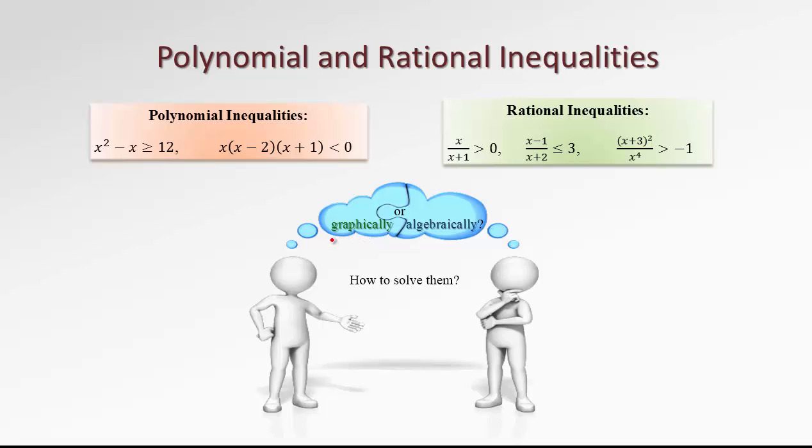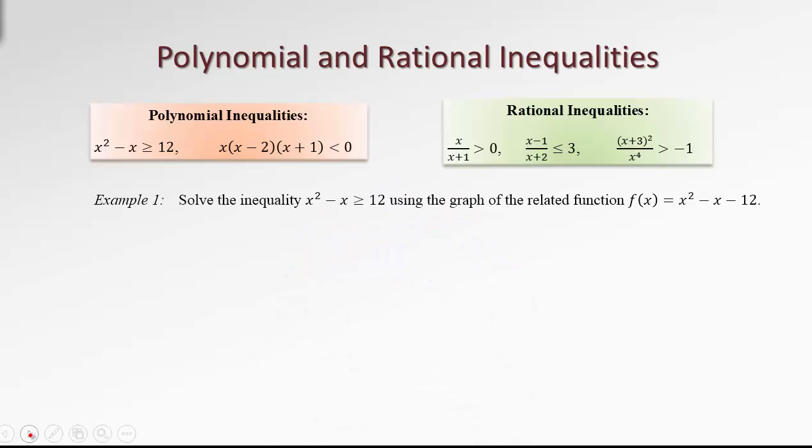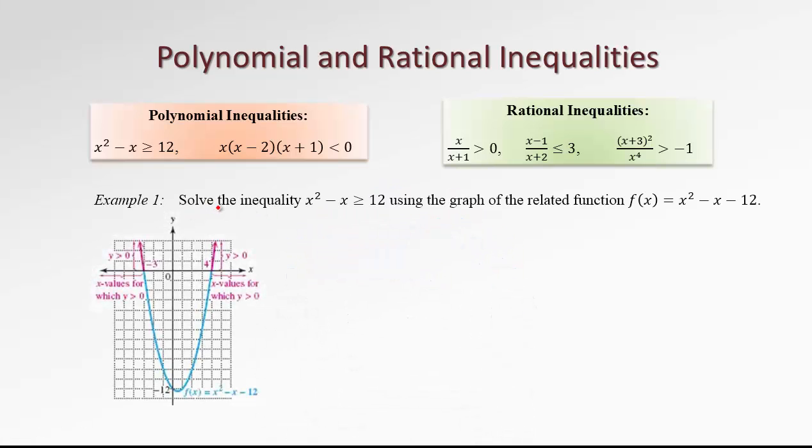from the graph. If we already have a graph, it's usually easy to tell when the graphed function is above the x-axis or below the x-axis. That means it's easy to solve inequalities that compare the left-hand side to 0, like this one or that one. However, we also need to know how to solve polynomial or rational inequalities algebraically, just by inspecting the inequality without a graph.